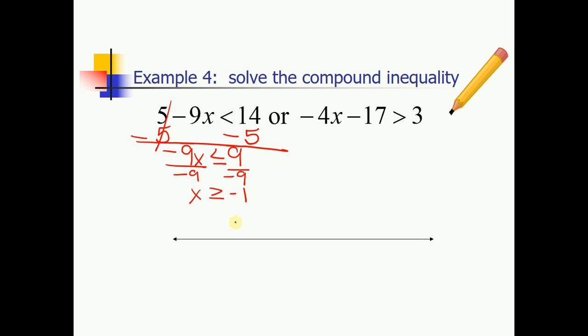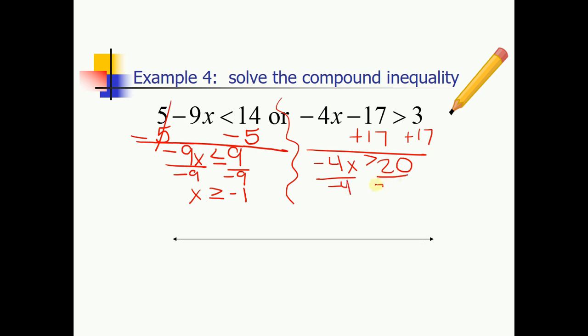Now, before I graph that, I'm going to solve this side of my OR inequality. 17 divided by -4. Whoop, flip the sign because I divided by -4. So x is less than -5. Now let's graph this. So I got -5 over here, -1 going over here, right? Because -5 is smaller than -1. -5 looks like he gets an open dot, not equal to. -1 does have a closed dot.